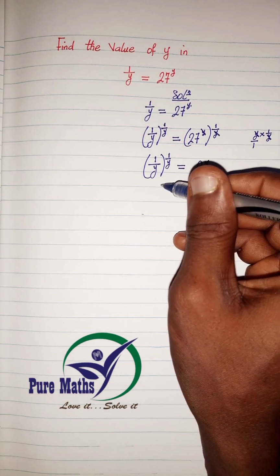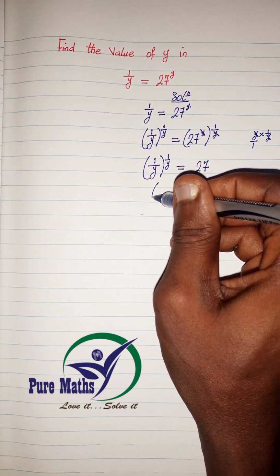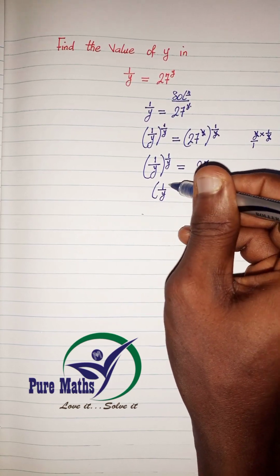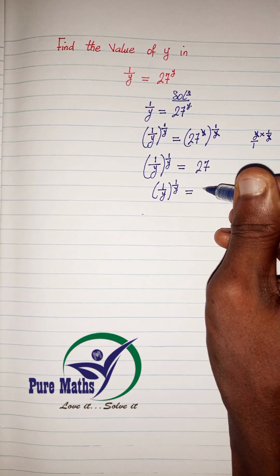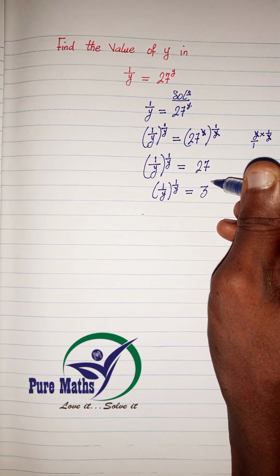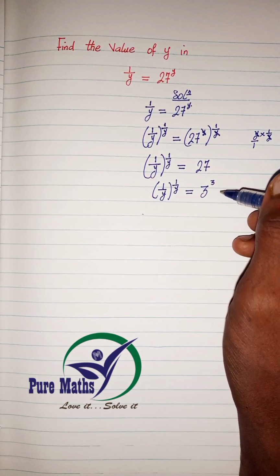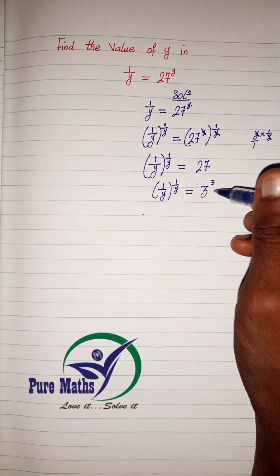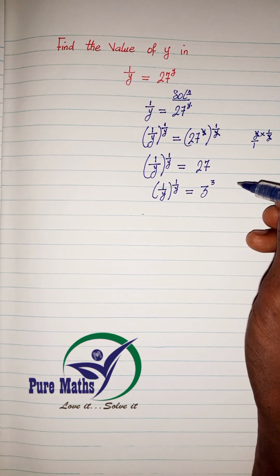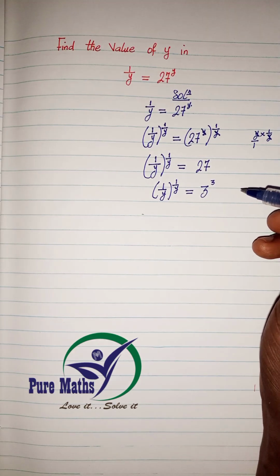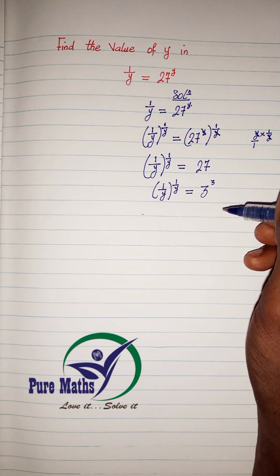So looking at this, we can further simplify by saying 1 over y multiplied by 1 over y is equals to 3 to the power of 3. Why? Because we know that 3 times 3 times 3 will give us 27. Okay, so 3 to the power of 3 is the same thing as 27. So that is clear.